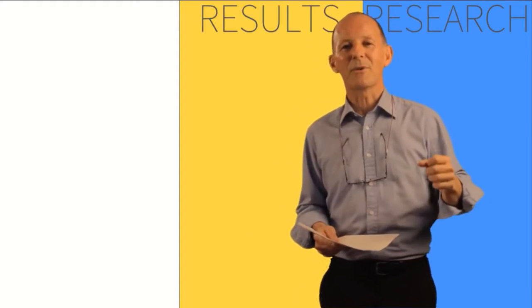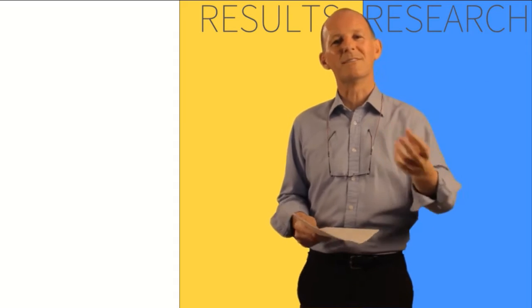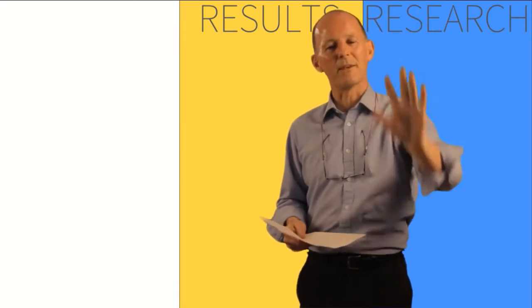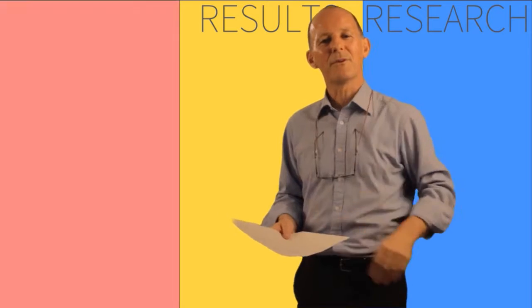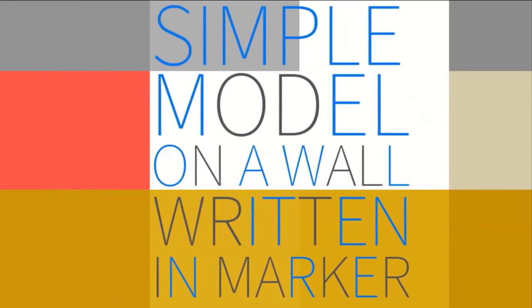Imagine the second section called results. And up there you've taken your research and you've articulated it in terms of results, saying, what does this teach us? What have we learned from this? And you get all that information up there on the wall. And the third is called your plan. And imagine your plan being a simple model up on the wall, written in marker.